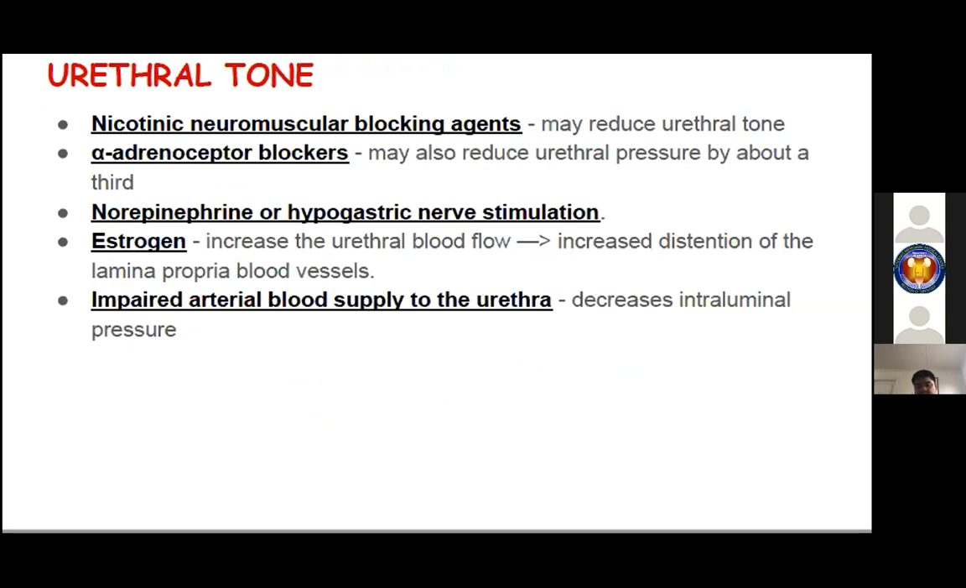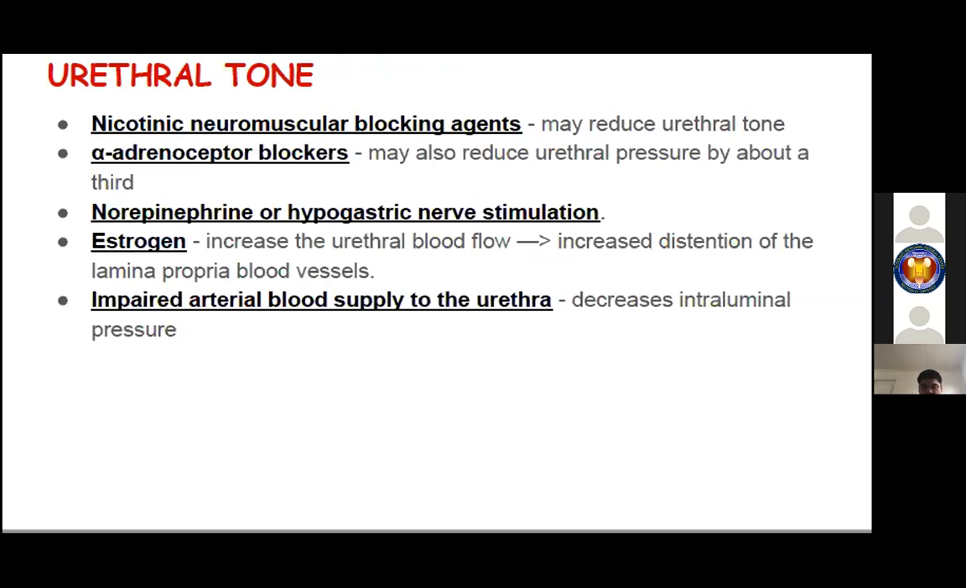So for the urethral tone, blocking striated sphincter activity with nicotinic neuromuscular blocking agents has variable effects and may reduce the urethral tone, but rarely by more than 40%. Blocking the sympathetic tone with alpha adrenoceptor blockers may also reduce urethral pressure.